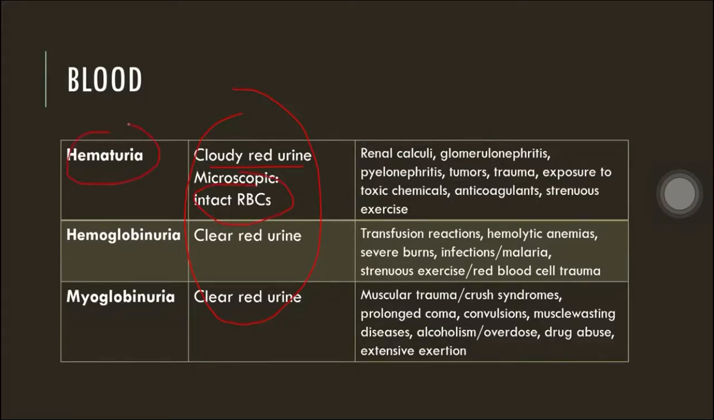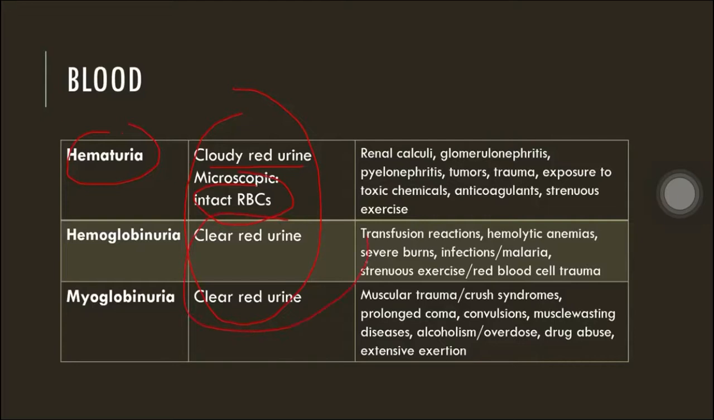So hematuria is associated with renal calculi, nephritis, pyelo, tumor, trauma, exposure to toxic, and so forth. So how about for hemoglobinuria? Clear urine. Red lang siya pero wala kang makitang turbidity. As well as myoglobinuria. Sa hemoglobinuria naman, usually present in transfusion reaction, hemolytic anemias. For myoglobinuria, of course, mga muscle wasting diseases or mga crush injuries. So if you notice, pareho si hemoglobinuria and myoglobinuria na clear red urine.